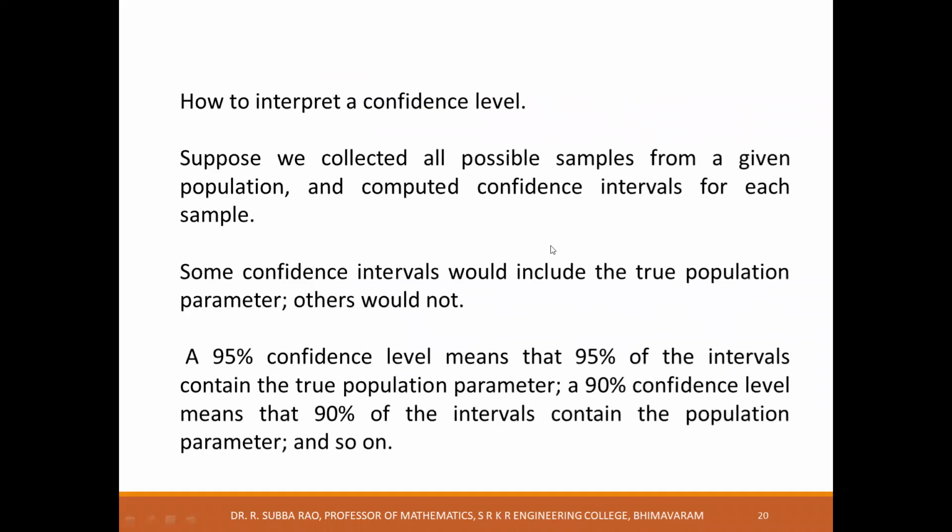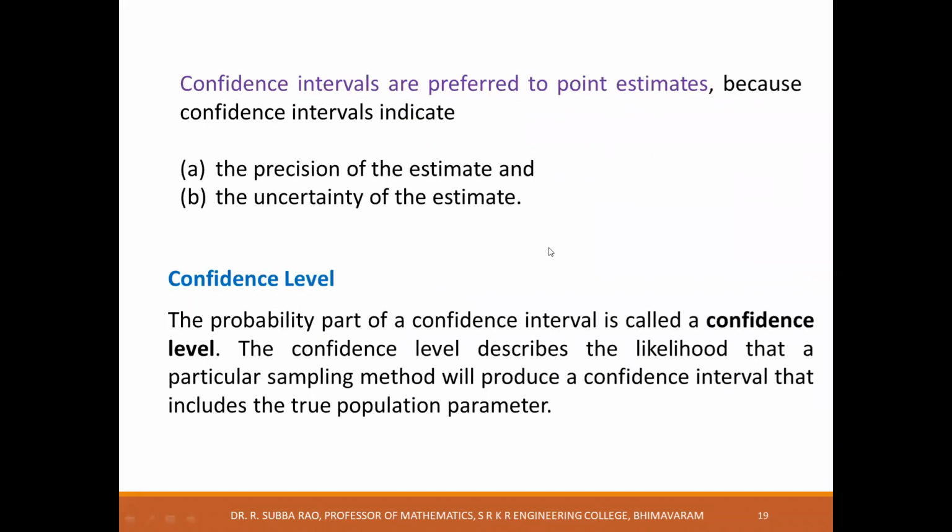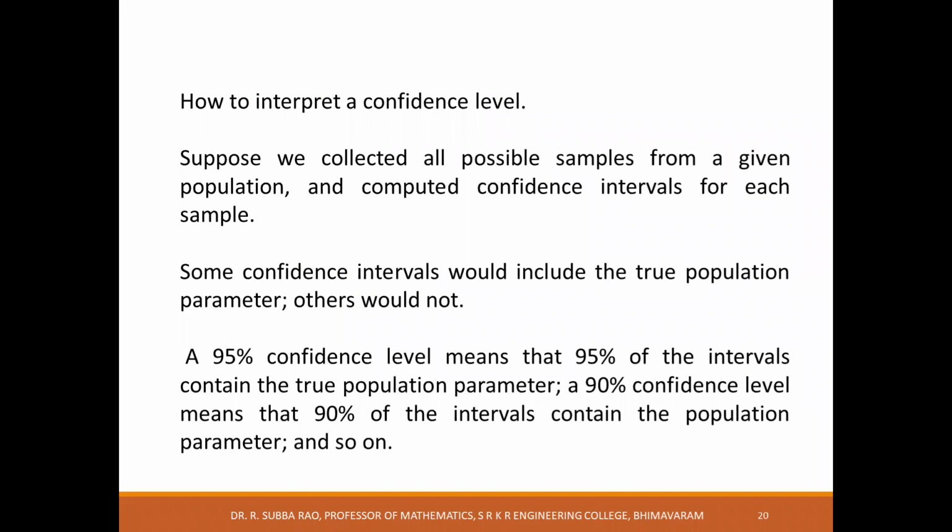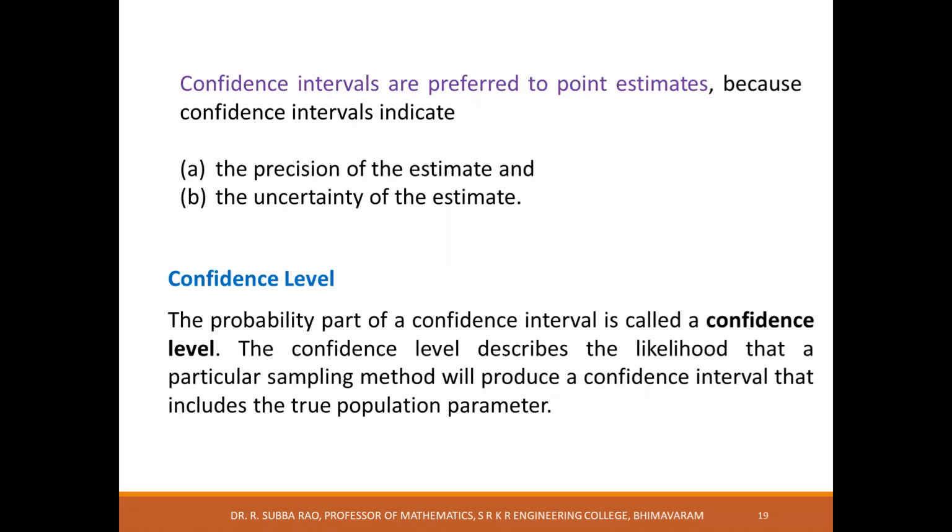Okay, so next is confidence level, or level of significance. These are some other points that you can observe. A 95% confidence coefficient is nothing but a 5% level of significance. Like that, you can define the confidence level also.